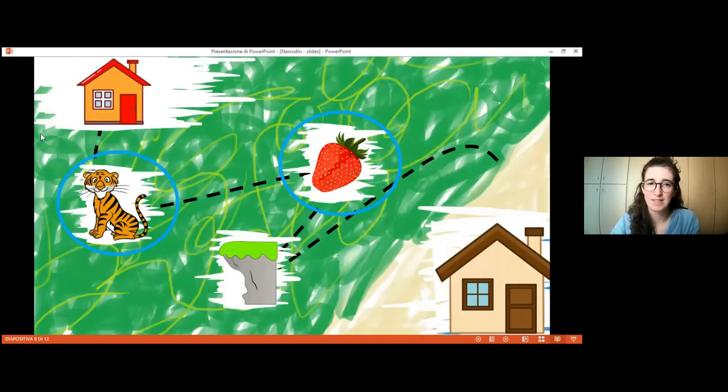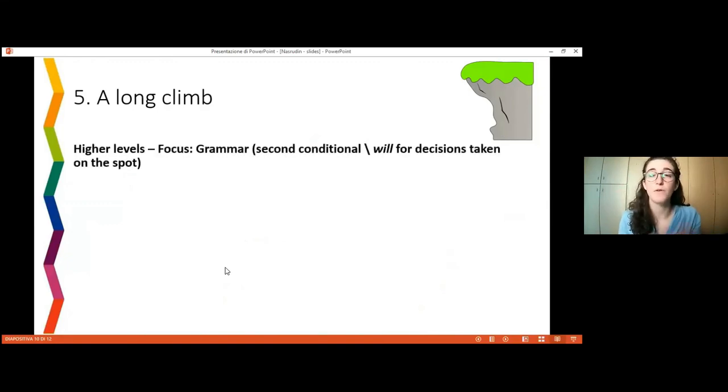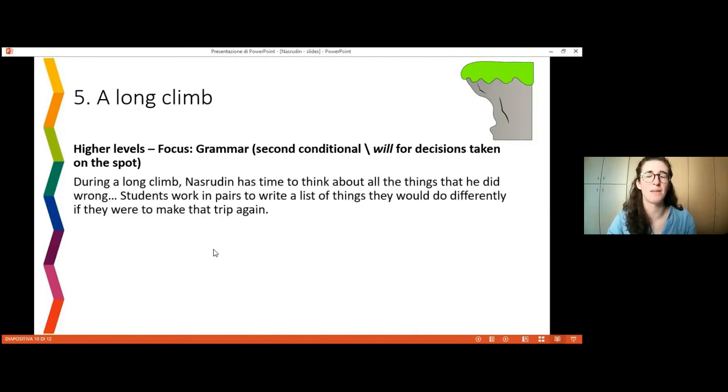So let's continue. So we saw the tiger and the strawberry. Let's see, what can we do with the cliff? What do you think? So if you remember, Nasrudin fell down the cliff. So now, going back, he has to climb all the way up. And with higher levels, the focus I chose is on grammar. And this activity is doable both with the second conditional and with will for decisions taken on the spot. It's the same activity, just the structure that you want to focus on and have your students use is different, but the activity is the same.